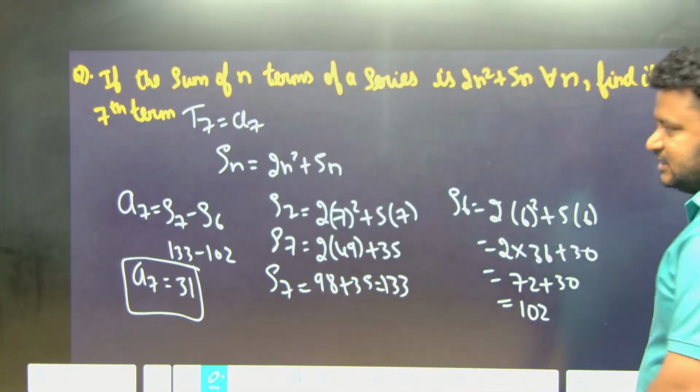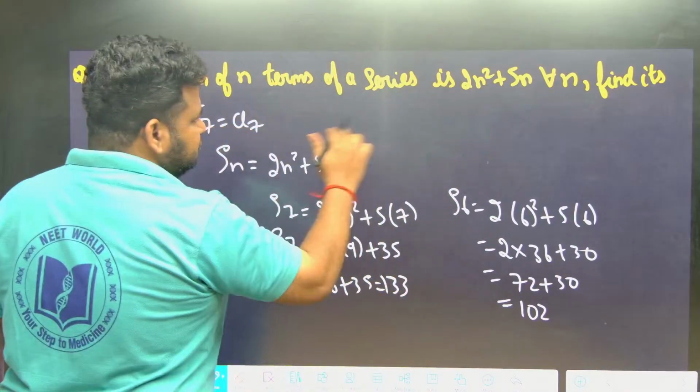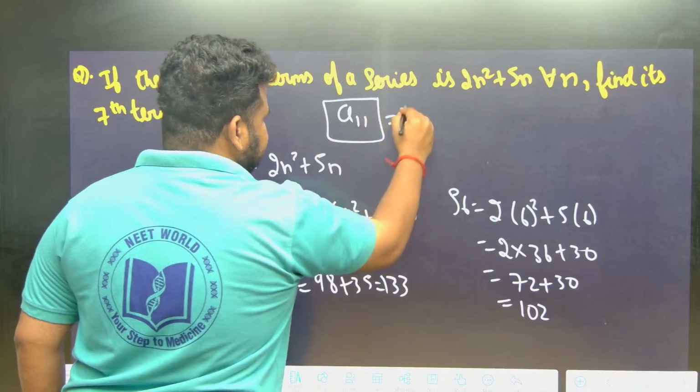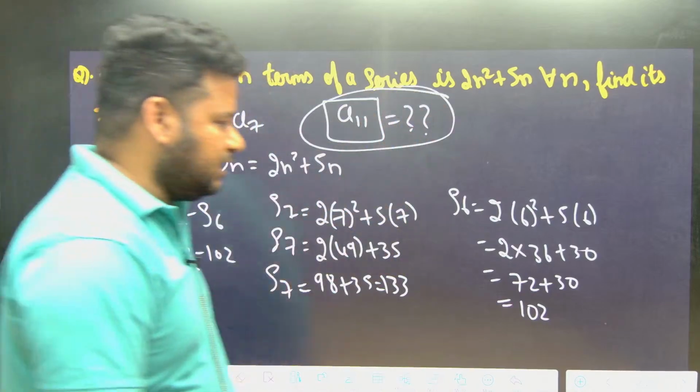A7 is 31. So my question to you is, for the same values of Sn, please find out the value of A11 by yourself. Find out A11 is equal to what and put it in the comment section. A11 is equal to what? Please find out.